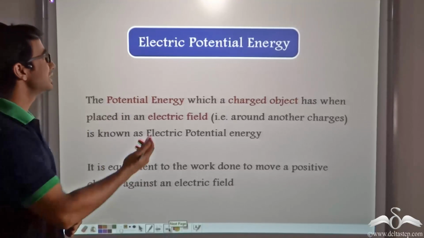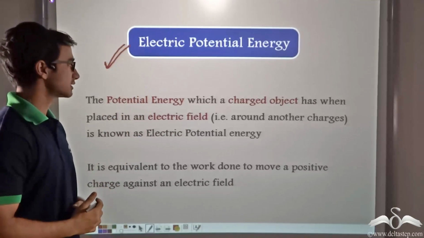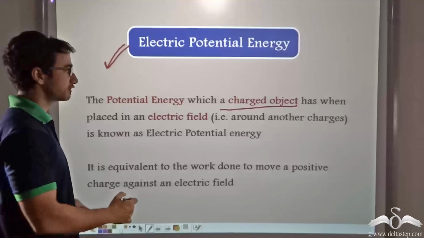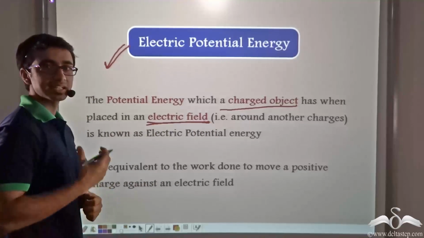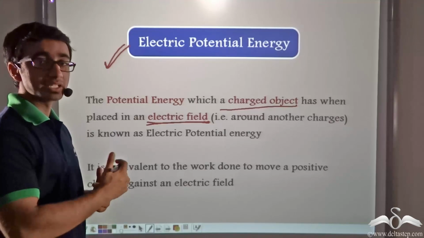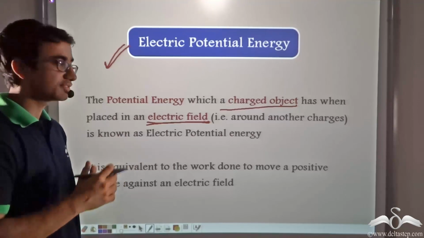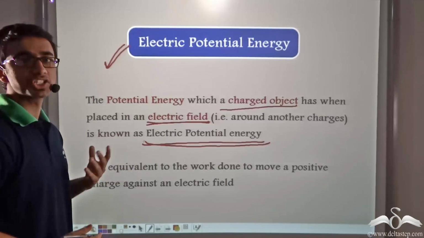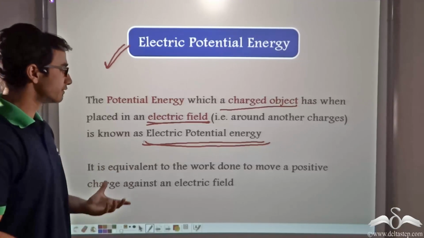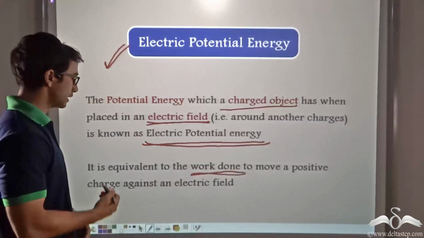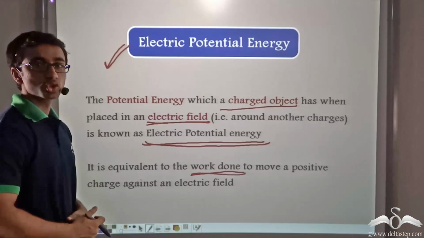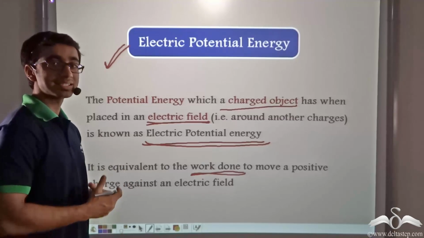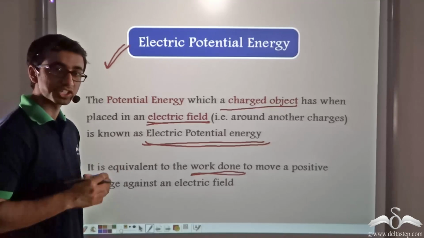The potential energy, or the electric potential energy, since we are considering charges, the potential energy which a charged object has when placed inside an electric field, that is, when the charge is placed in an electric field around other charges, as we saw in the previous case where the charge was kept around positive charges, is known as the electric potential energy. So how can we define the electric potential energy mathematically? Mathematically, it is equivalent to the work done in order to move a positive charge against an electric field. So the amount of work that is being done to move the positive charge against the electric field is getting stored as the potential energy of the charge in the electric field.